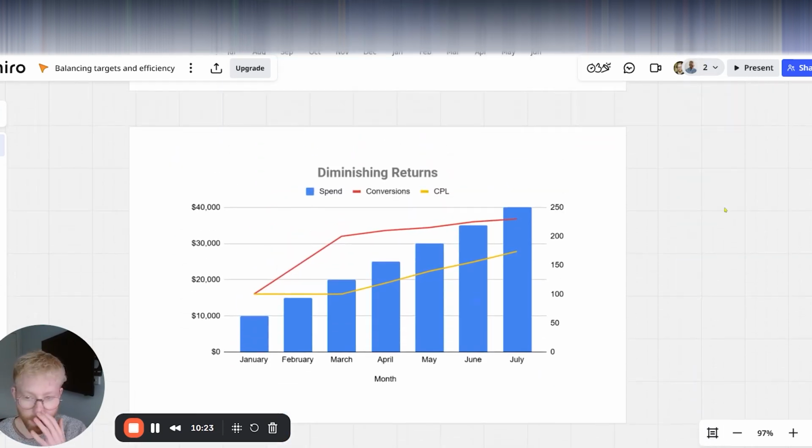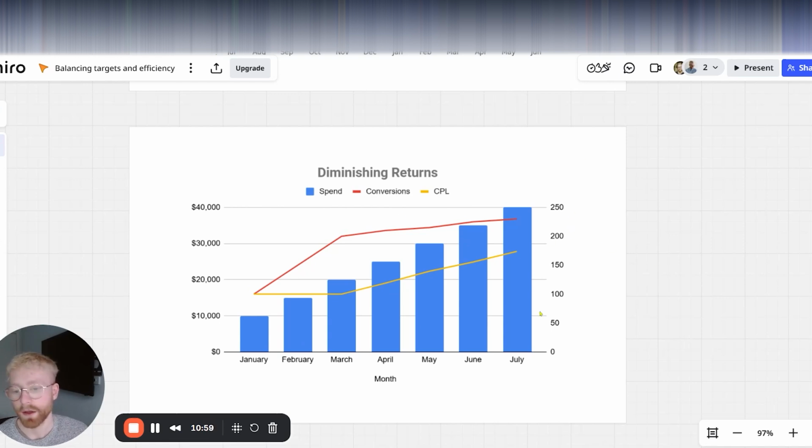So here you can see kind of the concept of diminishing returns. And this is a very, very linear, simple graph that I put together. It would probably be a little more complicated than this when it comes to, you know, diminishing returns in your account. But just for example purposes, this gets the point across. And that is, you can see spend rising, okay? And then you can see it's not linear, right? So as spend rises, conversion rates start to kind of plateau and CPL starts to increase. And that's diminishing returns, right?